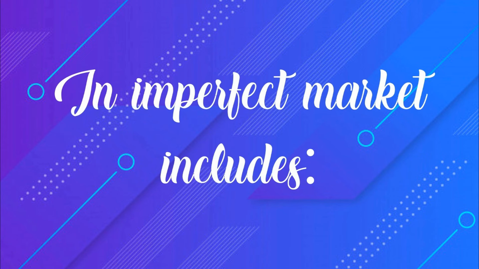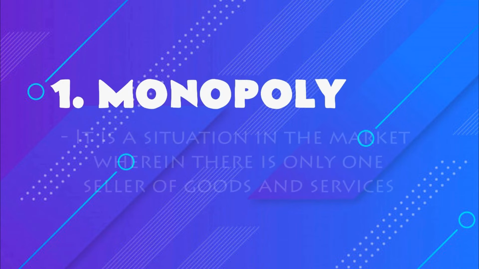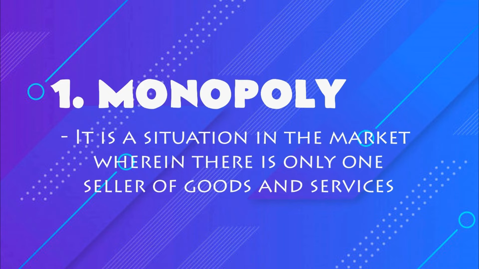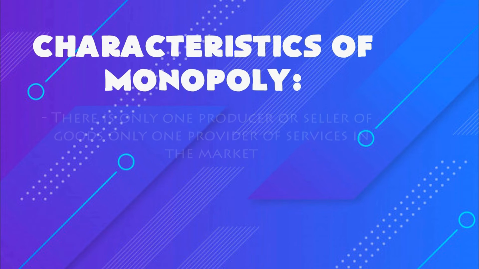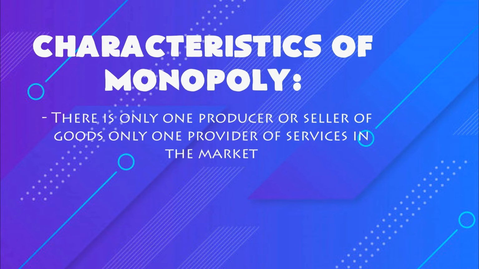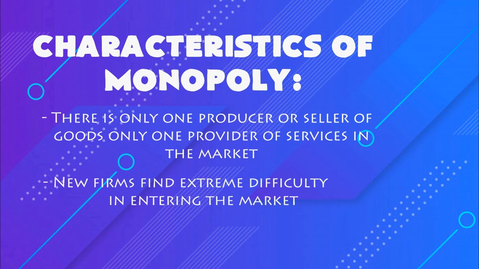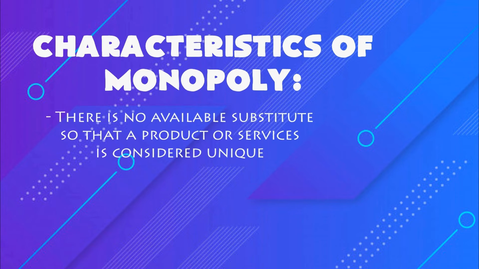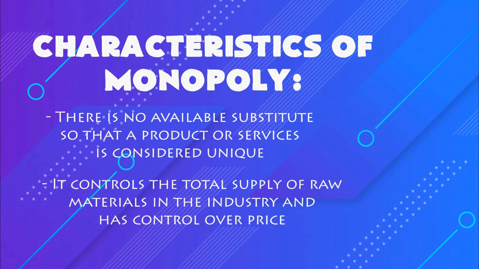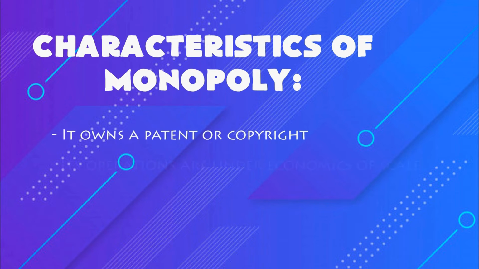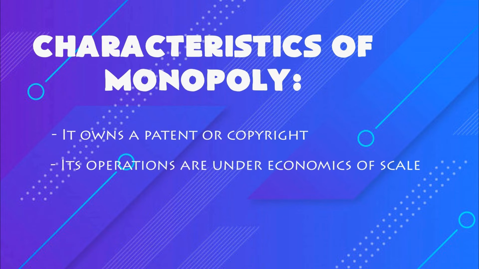An imperfect market includes, first, the monopoly. It is a situation in the market wherein there is only one seller of goods or services. Monopoly is characterized by one producer or seller of goods and only one provider of services in the market. New firms find extreme difficulty in entering the market. There is no available substitute, so the product or service is considered unique. It controls the total supply of raw materials in the industry and has control over price. It owns a patent or copyright. Its operations are under economies of scale.